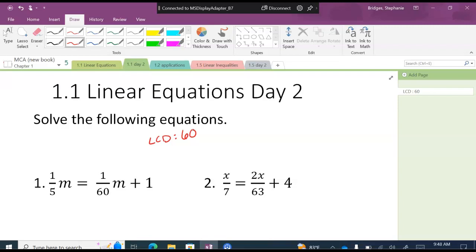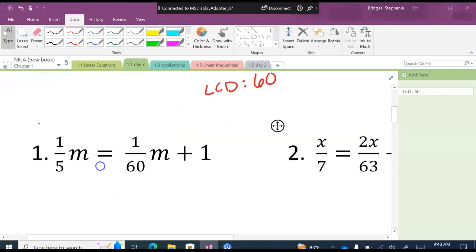Does that make sense? So we're going to take this equation right here, and we are going to multiply every piece of it by 60. So I'm going to put 60 next to every term in this equation, even the one without a fraction. There are 3 terms, the 1/5 m, the 1/60 m, and the 1. Terms are separated by plus signs, minus signs, and equal signs.